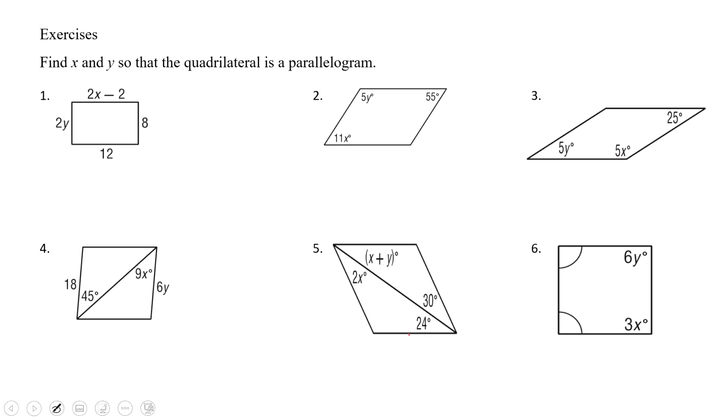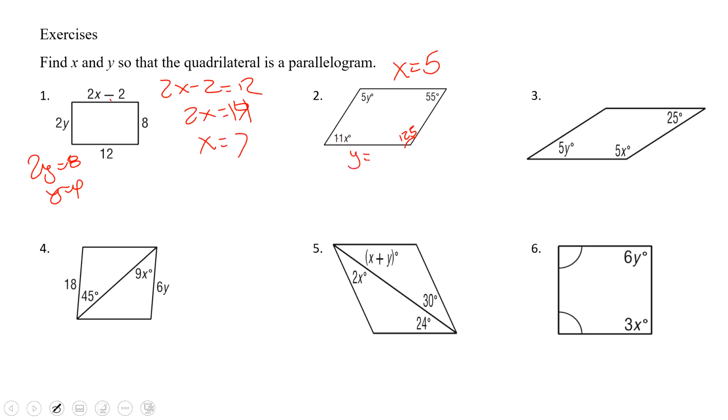My opposite sides have to be congruent, so 2x minus 2 has to equal 12, so 2x is going to equal 14, so x equals 7. 2y equals 8, so y equals 4. Parallelogram. Opposite angles are congruent, so x is 5 because 11x has to equal 55. That leaves my other angle here as 125 because of the supplementary rule. 55 plus 125 is 180. So 5y has to equal 125, so there my y equals 25.